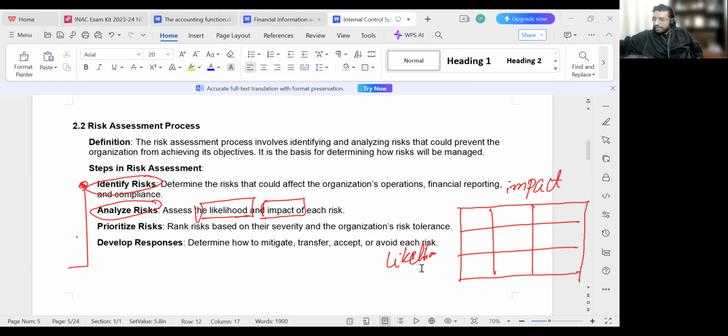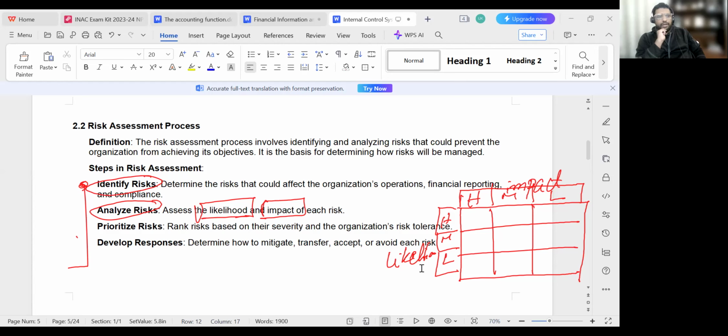So likelihood can be high, medium, or low. And impact can be high, medium, and low as well. Okay. And so let's say you have a couple of risks in front of you, and the risk committee or the risk department is going to analyze the risks, and they are going to see what is the probability of that risk happening.